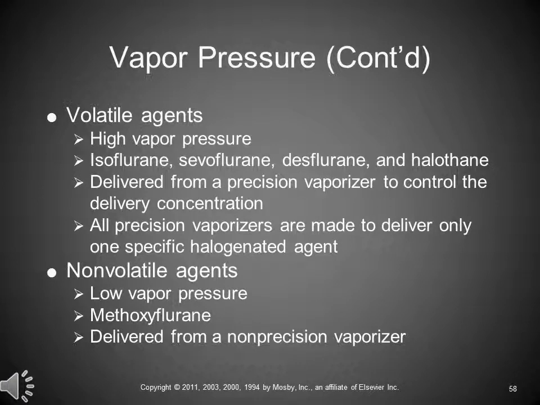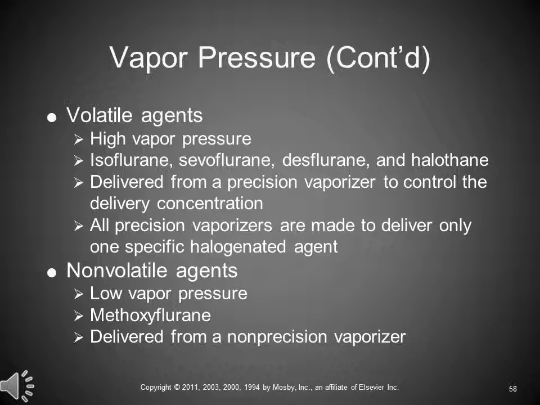Volatile agents, the ones we're talking about, have high vapor pressures. If they didn't, they wouldn't get into the body. Okay, they would never volatilize. They'd be sitting in that vaporizer in a liquid state 2 years from now. We're going to talk about isoflurane, sevoflurane, desflurane, and halothane. Those are the ones you'll see in veterinary medicine, and of those, 99% of the time it's iso and sevo.